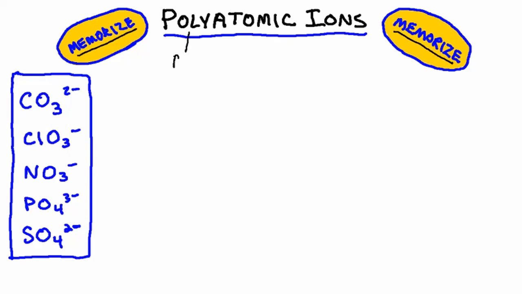Poly means many, and atomic just means atoms, and ions mean it has a charge. Just for the purposes of this, we can say ions mean they have a charge. So they would be like a 1 minus or 2 plus or something like that.